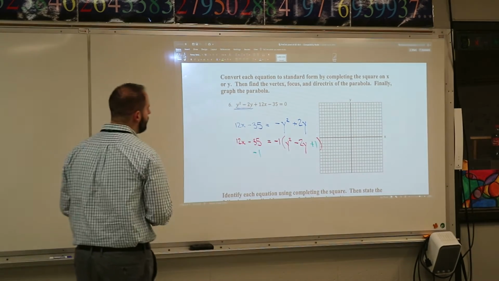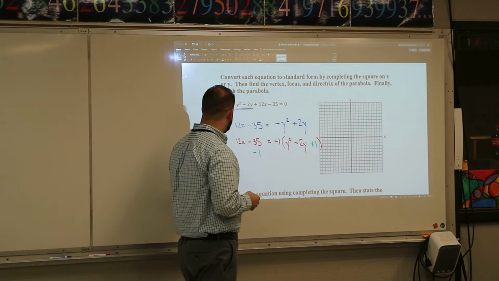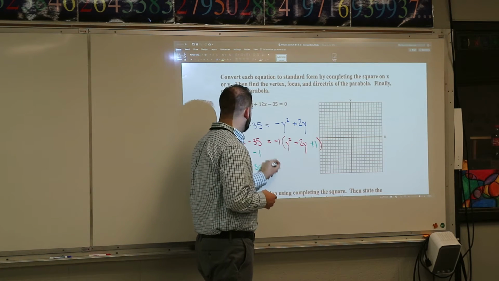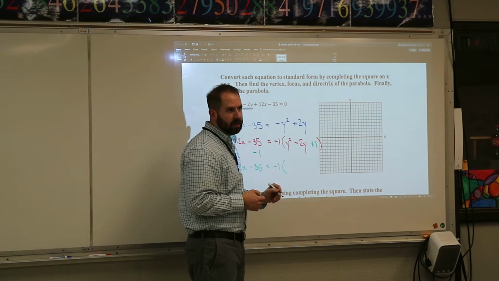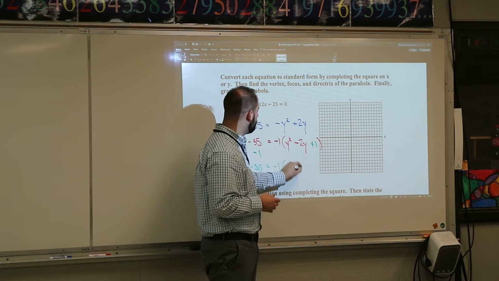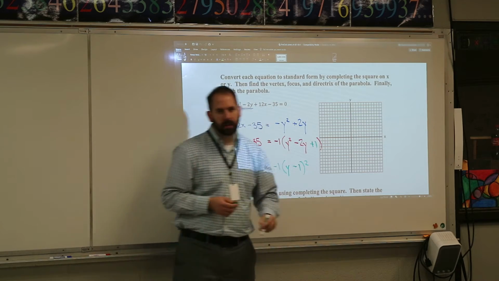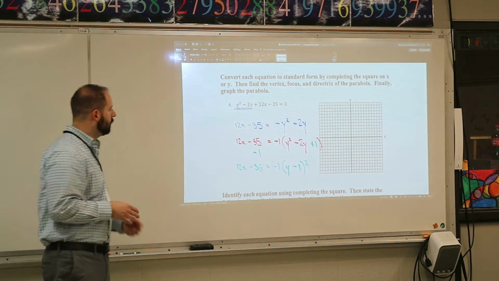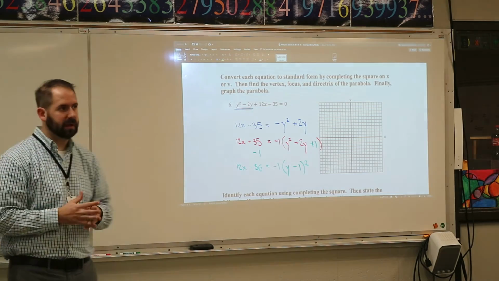So in my case, this is what I have so far: 12x minus 36, -1, and now I can factor this apart. This side over here is a y, a minus, and then half the middle is a 1, and we square it. We only have one more step to do here, and we can draw and figure out where this thing needs to go.